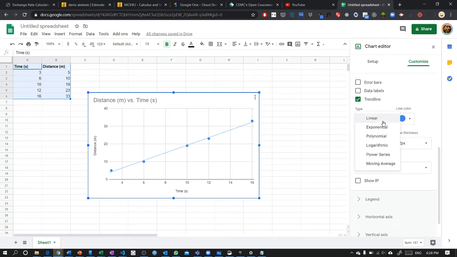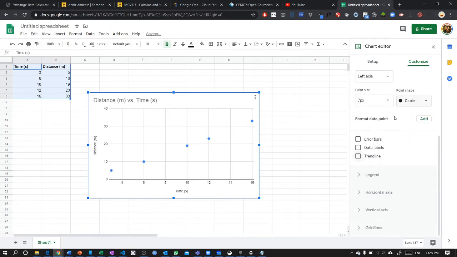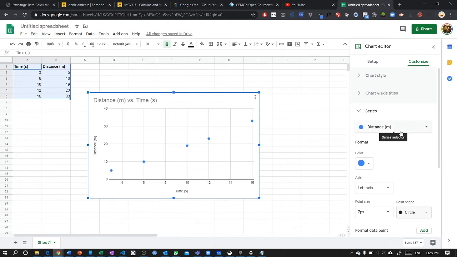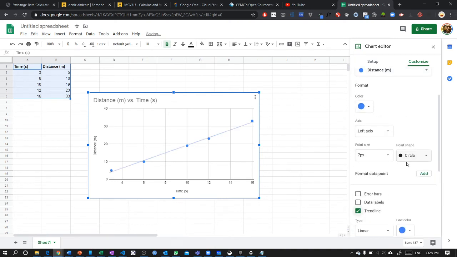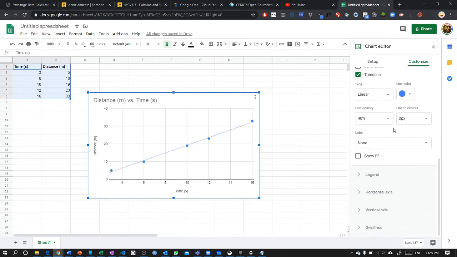Type is linear because I want a line. There are other types though. Oops, that disappeared. Trend line. Okay, so next up, if you want to show the correlation coefficient, R squared, just click on show R squared.